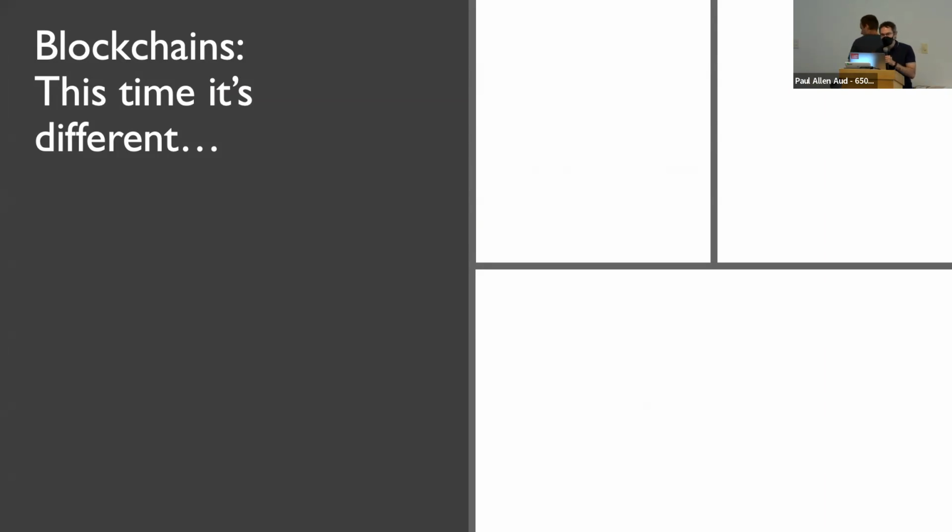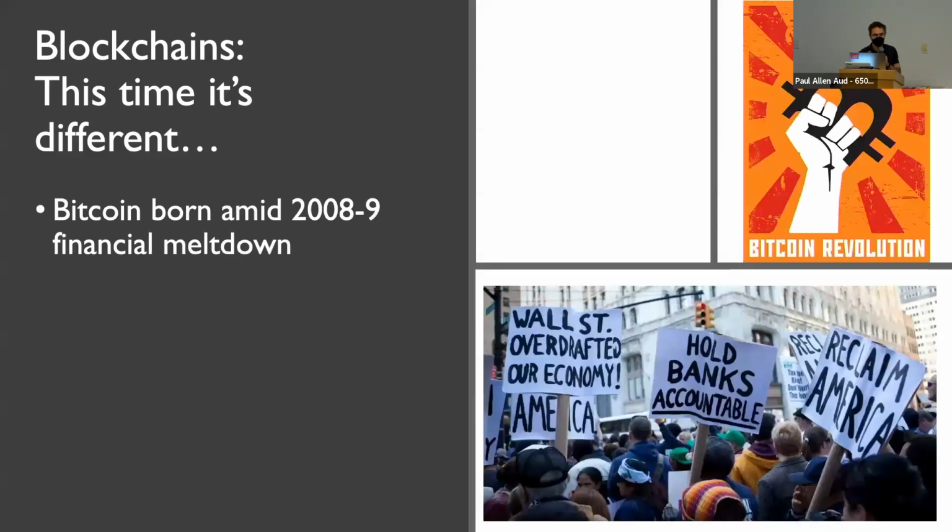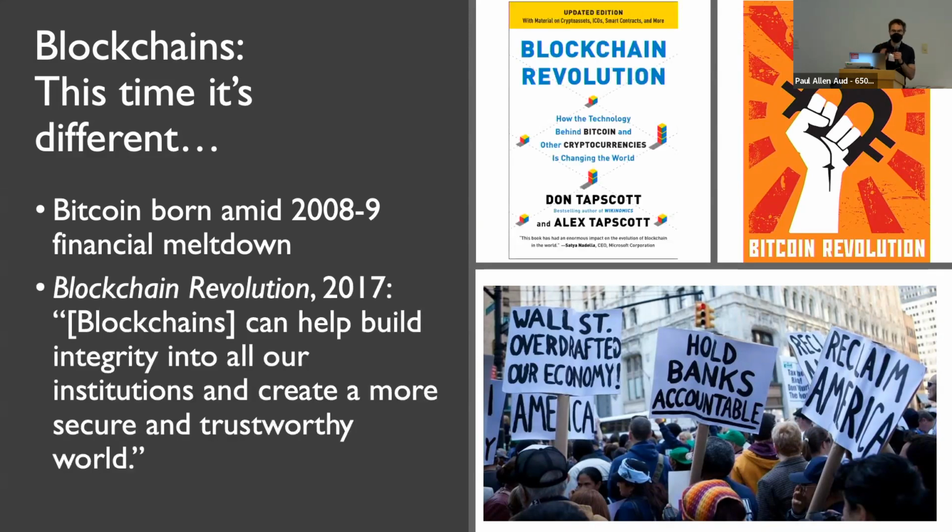Well, blockchains are really meant to be a repudiation of Wall Street and the way that it has skewed the financial playing field. You'll recall that Bitcoin was born in the midst of the 2008-2009 financial meltdown. And enshrined in its genesis block is a critique of the way that central banks responded to that crisis. Blockchains are supposed to be different. They're supposed to provide fairness and transparency.